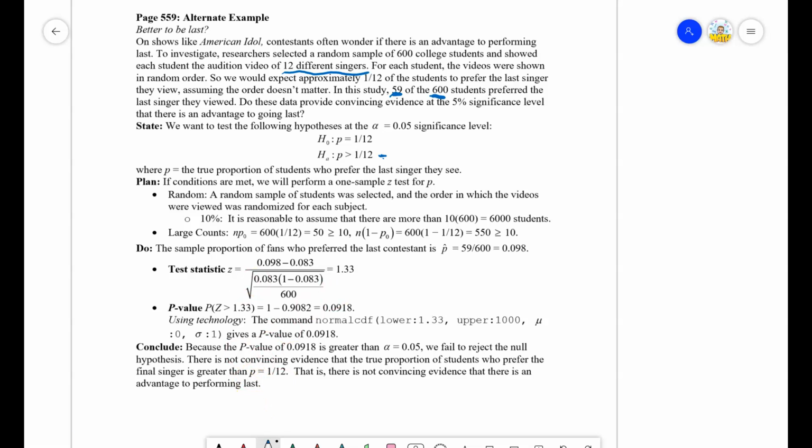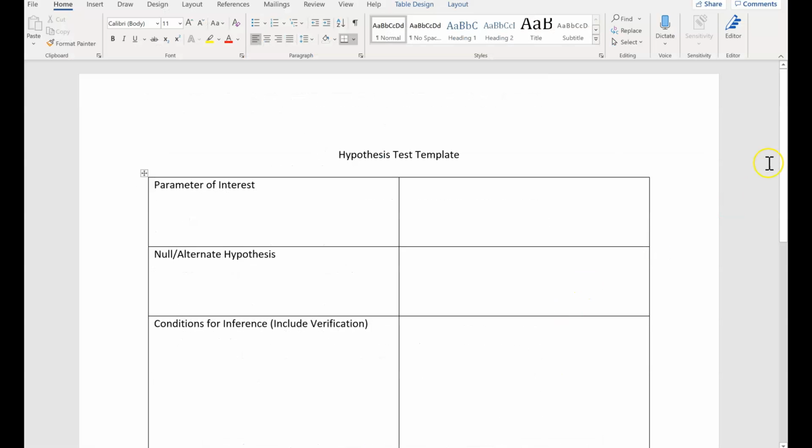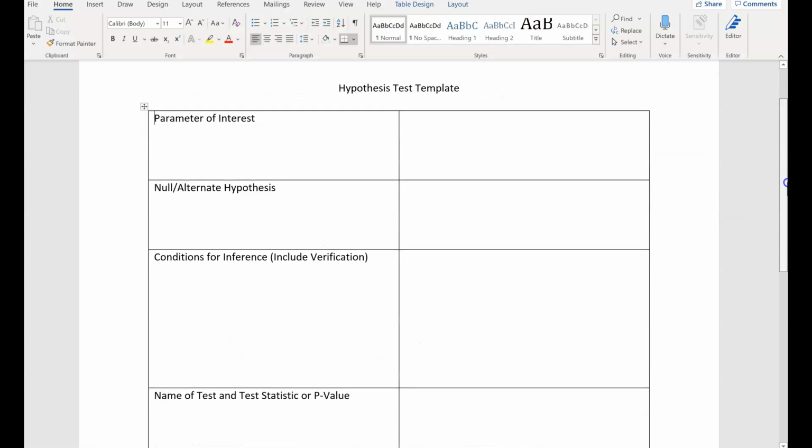there's no difference. So your textbook authors do the same thing for a hypothesis test that they do for a confidence interval. They use their state, plan, do, conclude setup. It just looks a little bit different, right? In the statement, they state the parameter of interest, the true proportion of students who prefer the last singer, but now they also have to state a null and an alternate hypothesis. So again, the way I've set this up for this chapter is similar to what I do for confidence intervals, but I made a template.